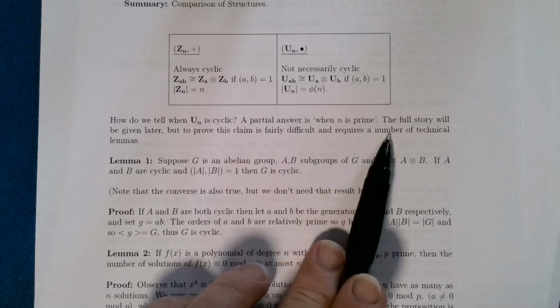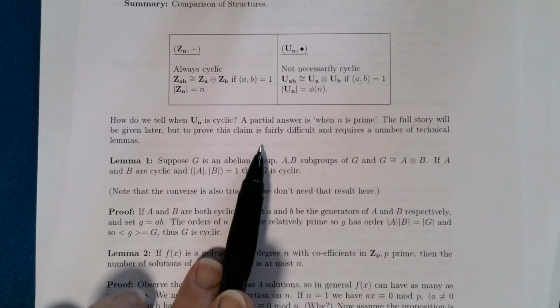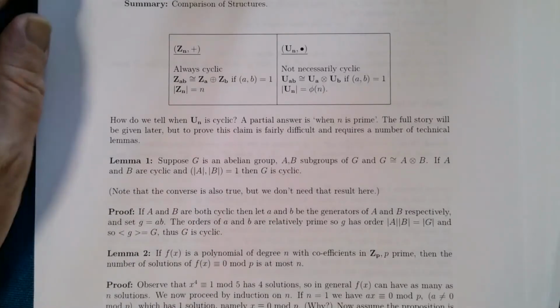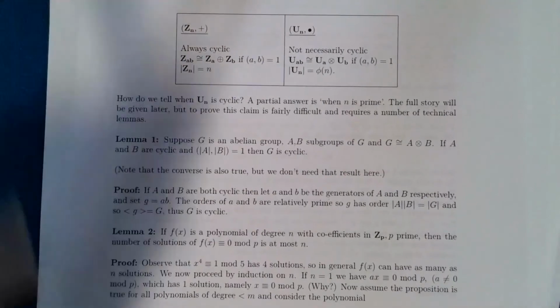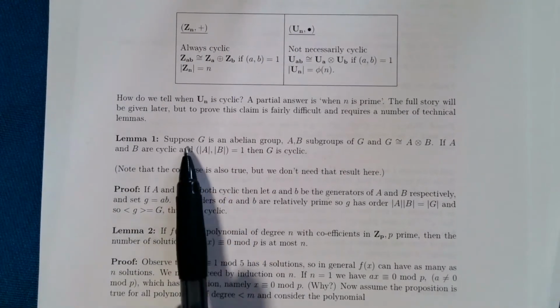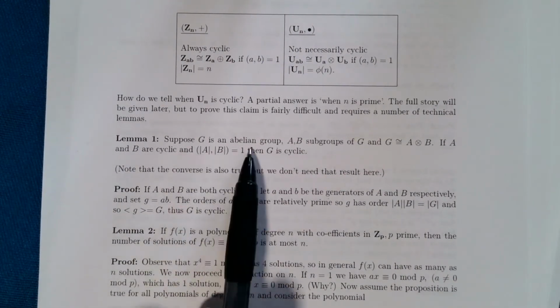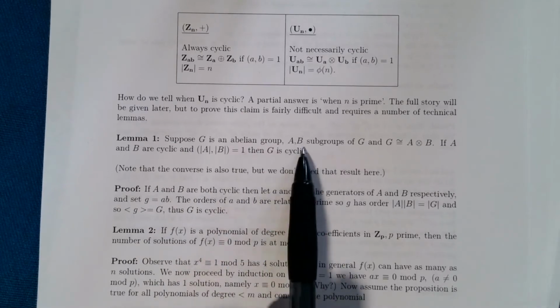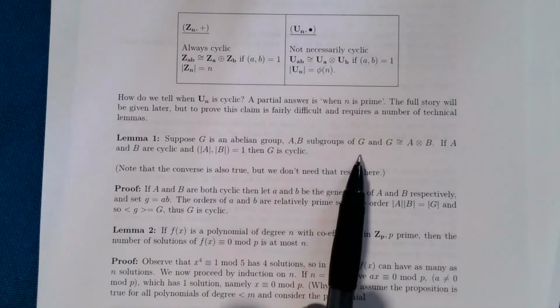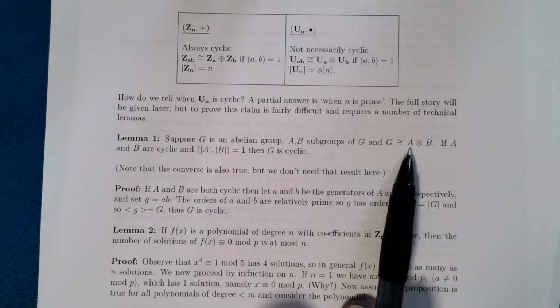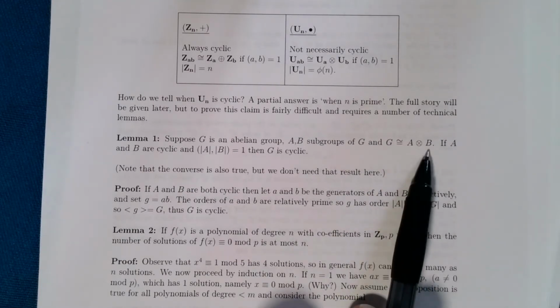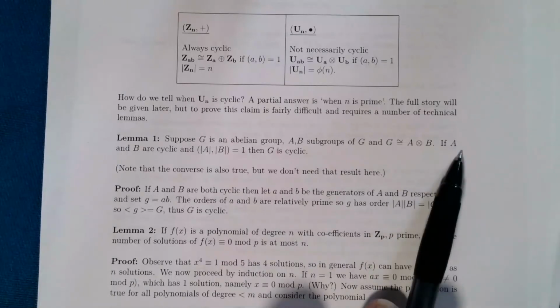Now to do that we need a number of technical lemmas or lemmata, which we're going to go through and then do a proof of the main result. So the first one is about group theory. So we've got G as an abelian group, and we've got two subgroups A and B of G, such that G is isomorphic to a direct product. So we're going to think of this multiplicatively.